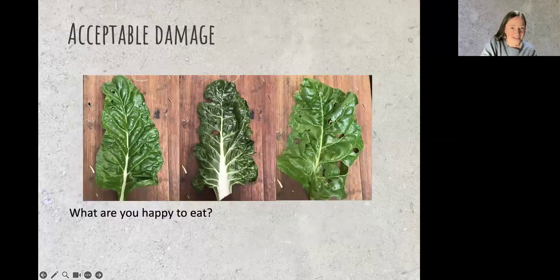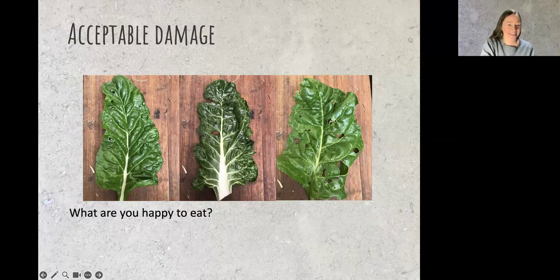Okay. All right. Next thing we'll look at is acceptable damage. So I've got three silver beet leaves here, ranging in damage from left to right. And I'm curious to know, which ones would you eat and under what circumstances? What do you think? What are you comfortable with?